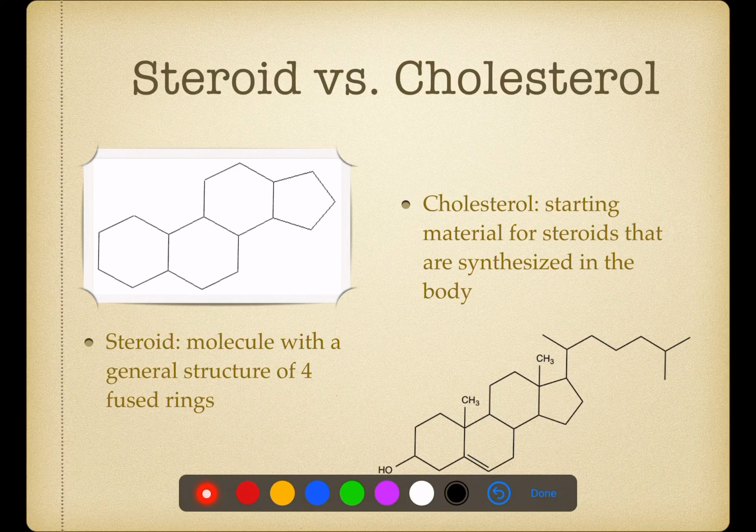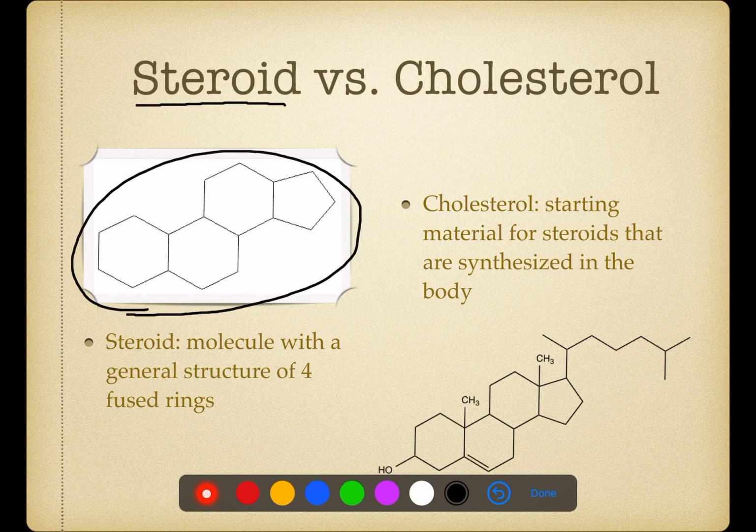class of molecules. So a steroid is just a type of molecule, like alcohol is a type of molecule, or carboxylic acid is a type of molecule. A steroid is a molecule that contains this foundational structure. It's got these 4 rings, and they are fused or stuck together in this exact pattern.